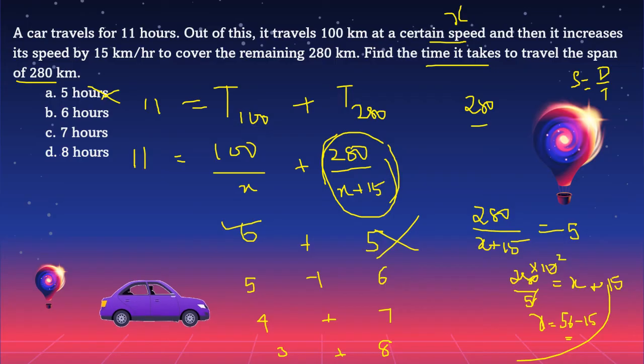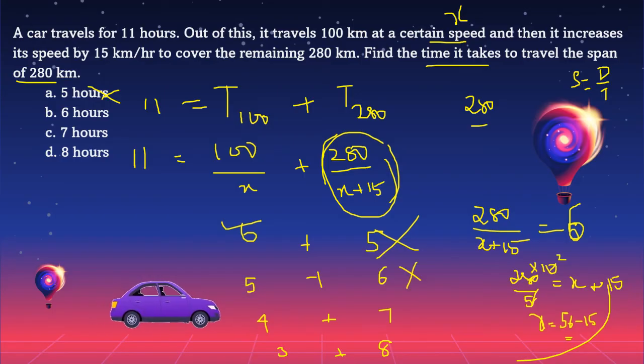So 280 divided by x plus 15, if it is going to be 6, I can bring 6 here and take x plus 15 there, but when I divide 280 by 6, I would never get a whole number. So I would remove this choice also. Let's go for the next option.